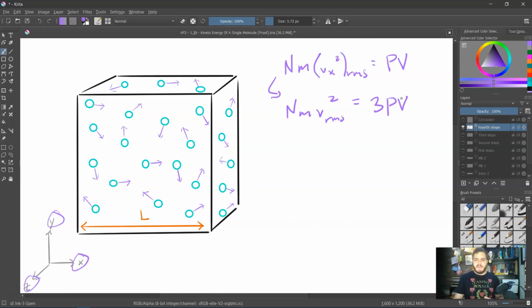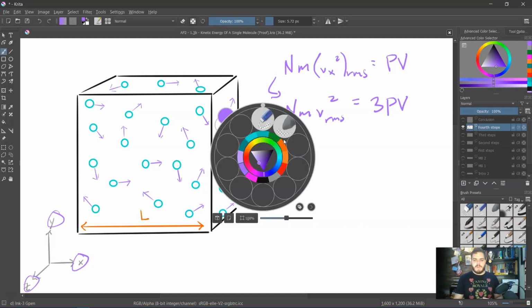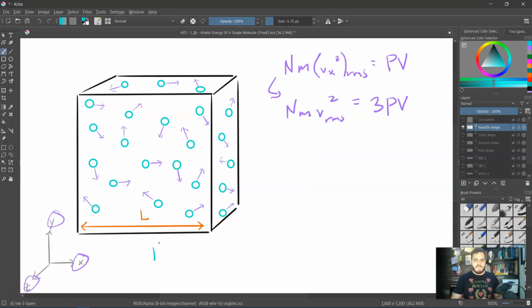Alright, almost done. If I look at P times V, that should be ringing some bells, because we know from the ideal gas law, which is either PV equals little n RT or capital N KB times T, that I'm going to end up with something like this, and I can substitute in for PV this factor. So now I will have Nm Vrms squared is equal to 3 times N KB T.